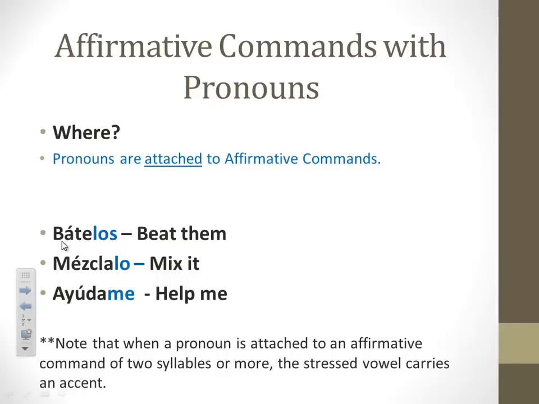If you don't add the accent, okay, my stress would naturally fall on batelos. It would naturally fall on the te. And you don't want batelos. You want bátelos. So it picks up the accent.